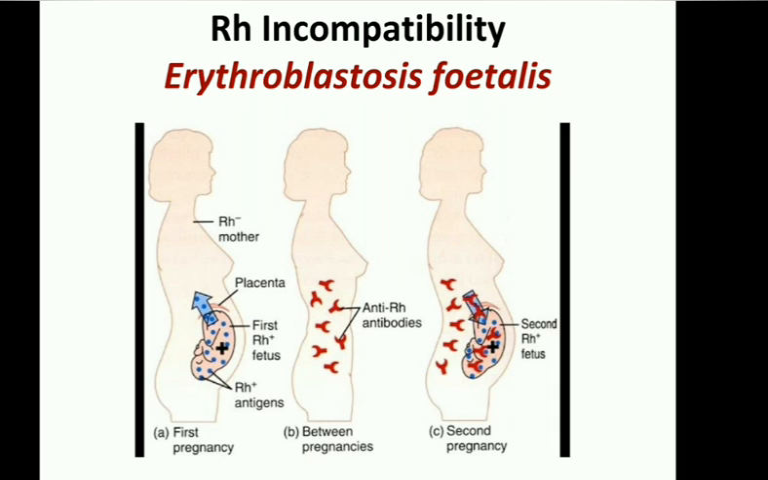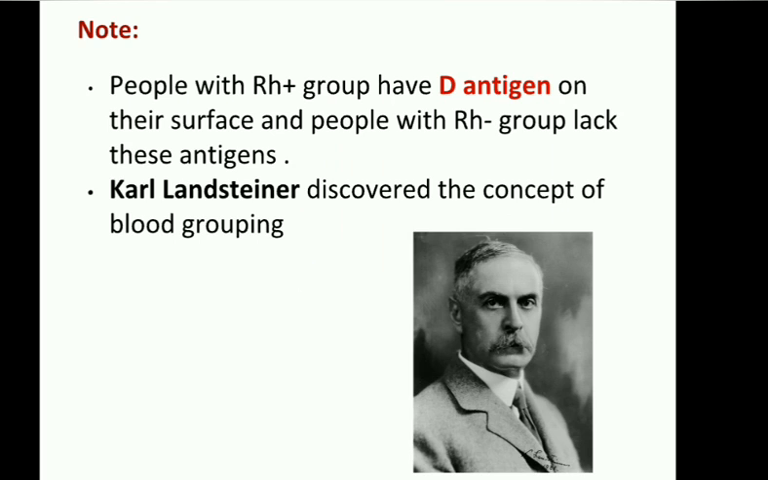People with RH positive blood have D antigen on the surface of the RBCs, while people with RH negative blood lack these antigens.